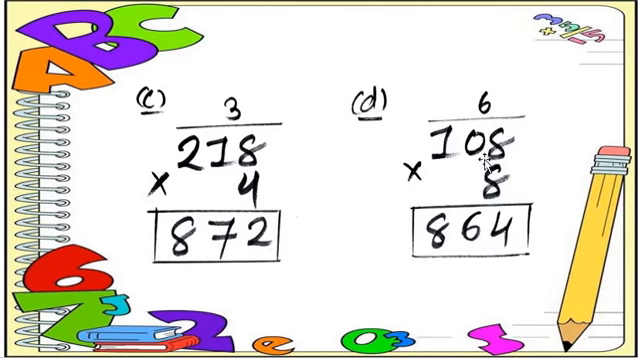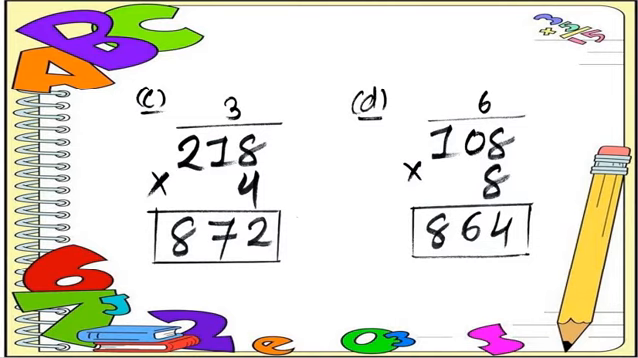Then 8 zeros are 0. Any number multiplied by 0 gives a product of 0. But 0 plus the carry 6 is 6. And then 8 ones are 8. Understood? So 108 multiplied by 8 is equal to 864. Got my point, all students? I hope you all have understood.